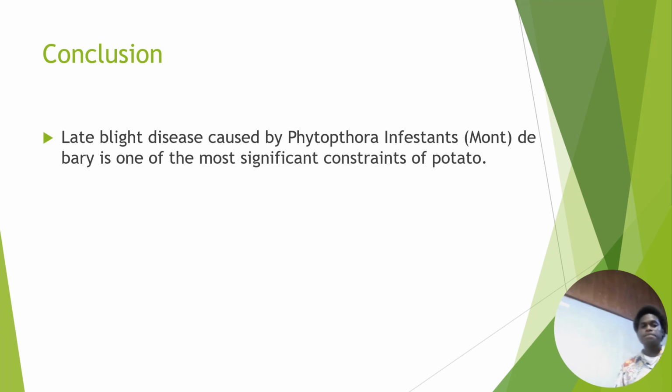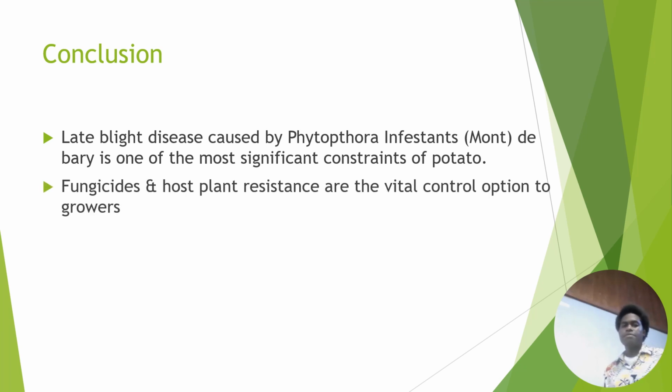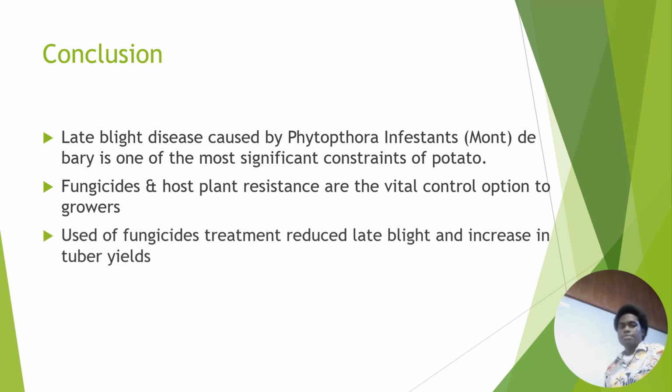Moving on to the conclusion, late blight disease caused by Phytophthora infestans is one of the most significant constraints of potato. And fungicides and host plant resistance are the vital control options for growers. Use of fungicide treatment reduces late blight and increases tuber yields.